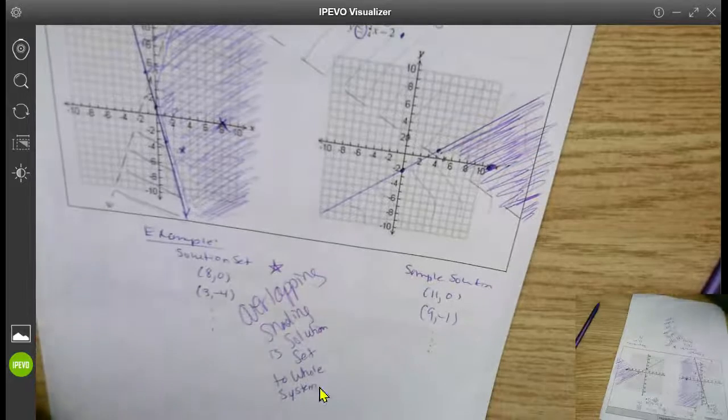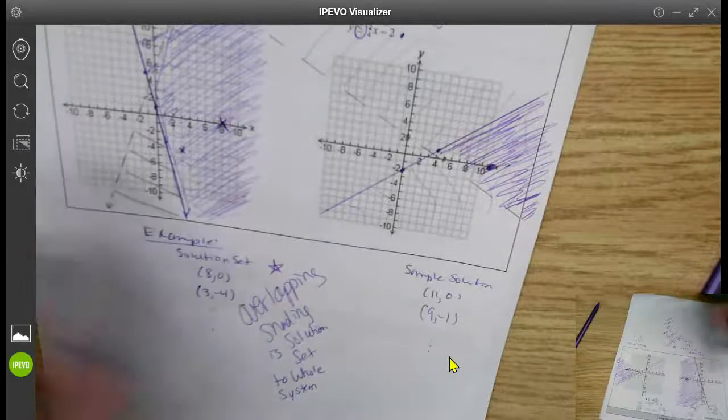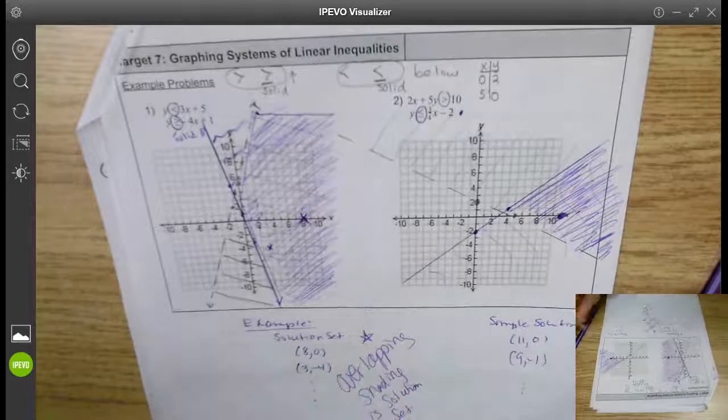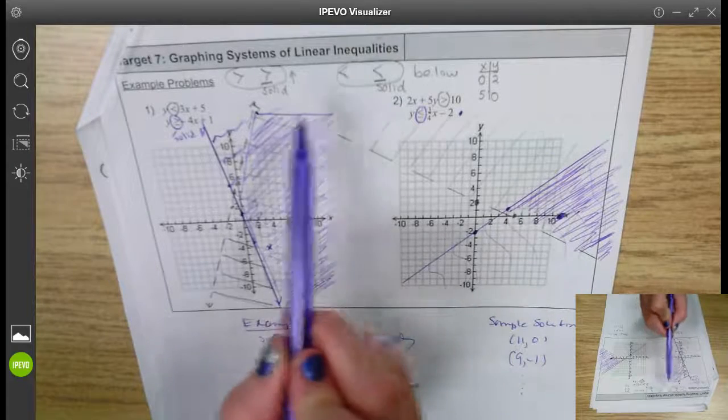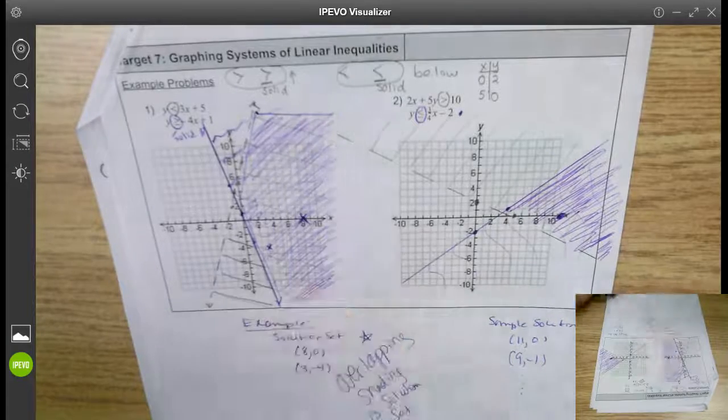And that is it. So again, watch this over and over again to make sure that you're getting everything for that, paying real close attention to what's solid, what's dotted, and what's above and what's below.